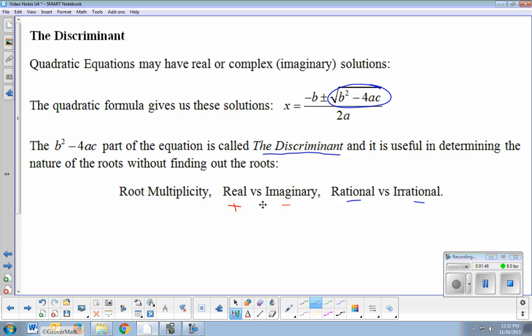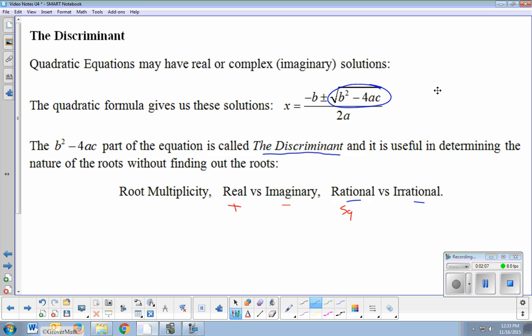Now, if it is real, the question becomes rational versus irrational. And that has to do with whether or not it's a square number or not. If it's square, like 4, 9, 16, 25, well, we know the square root of squares are rational. But if it's not, like if we get 17 in here, the square root of 17 is irrational. And we also find out root multiplicity.